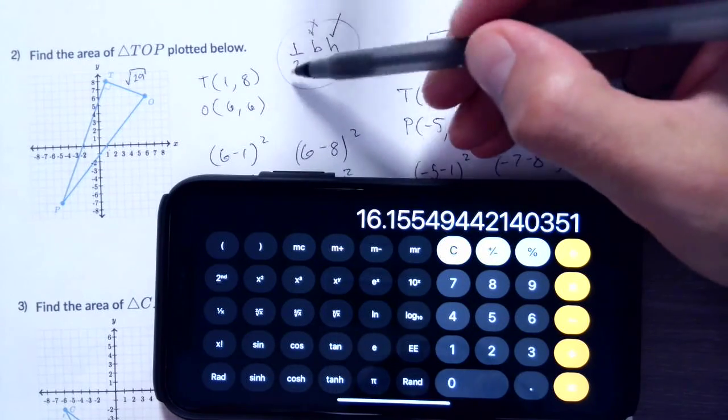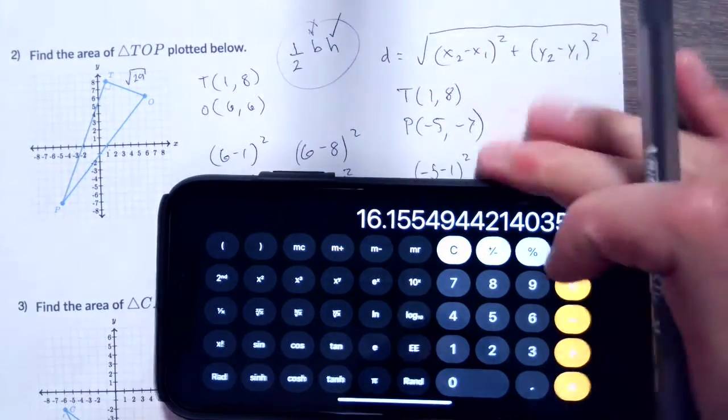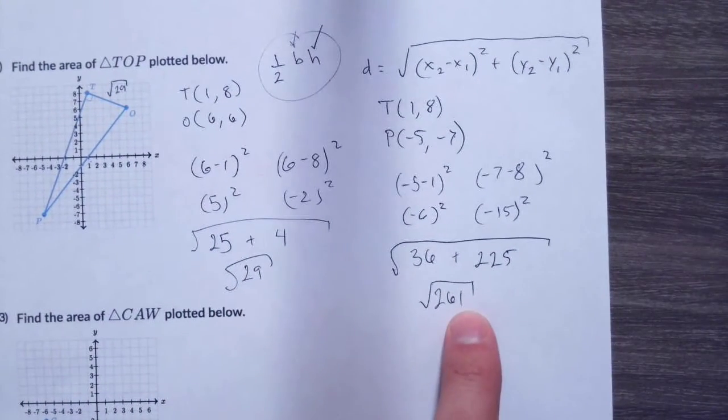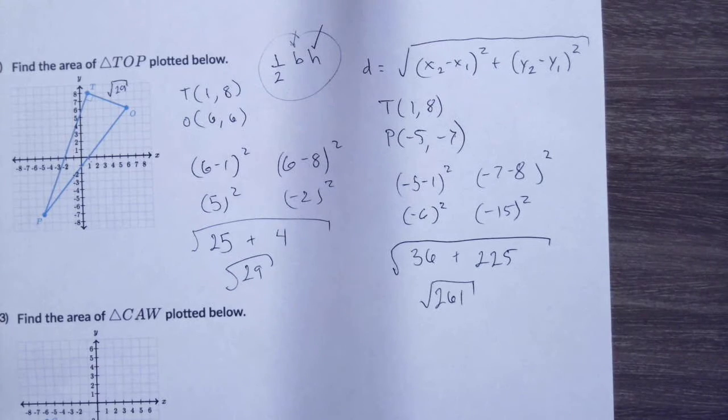So do 0.5 times whatever you get for the square root of 29 times whatever you get for the square root of 261, and then you'll get your answer.